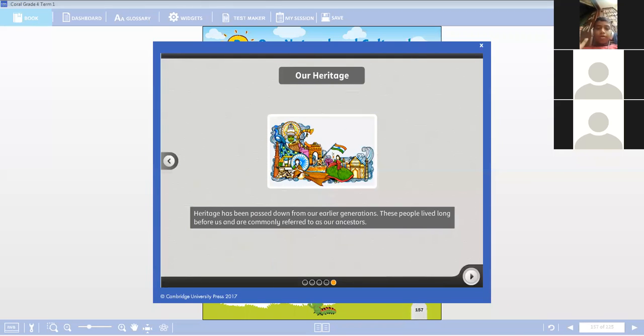These people lived long before us and are commonly referred to as our ancestors. They just lived before us, and those early generation people are called ancestors.